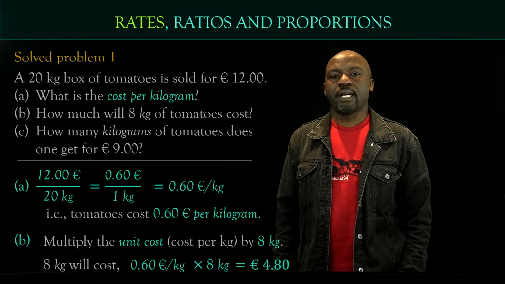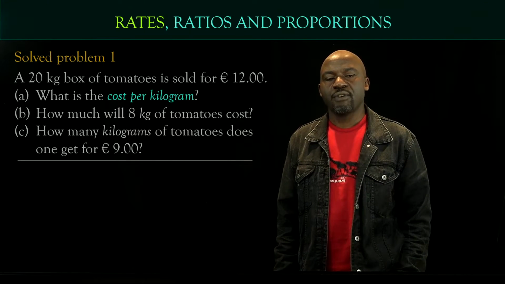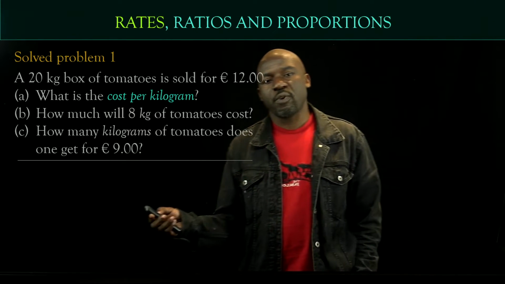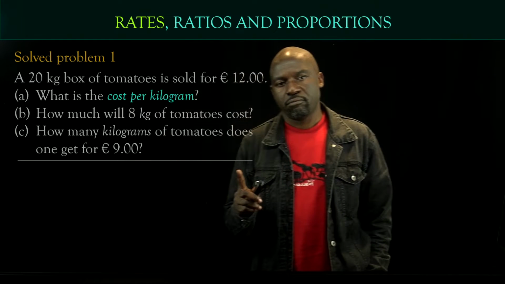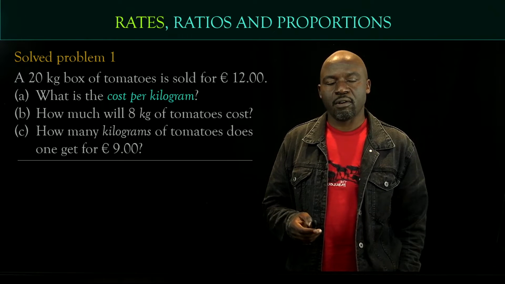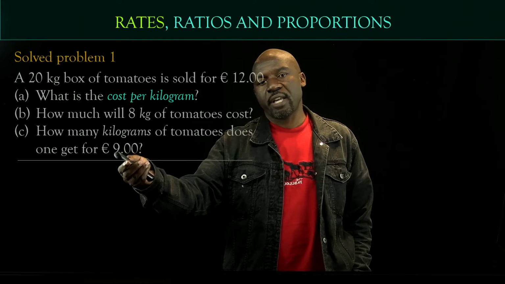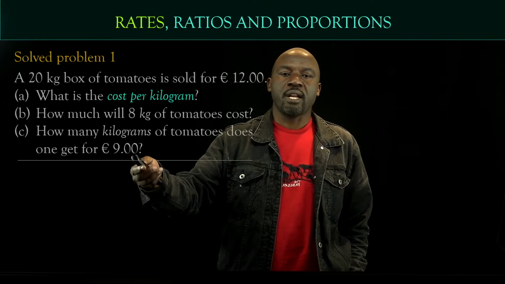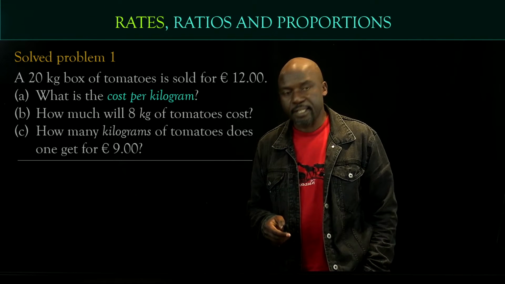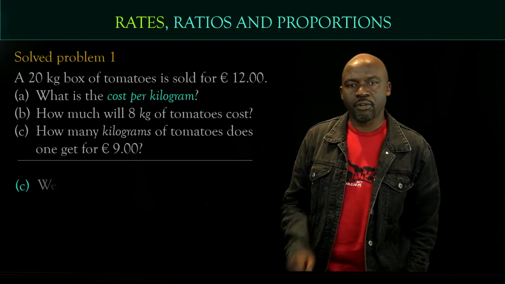Okay. Part C asks, how many kilograms of tomatoes does one get for 9 euros? So we need to know how many tomatoes we get per euro. How many tomatoes do we need to get the unit rate for a euro? How many tomatoes can we get for 1 euro? And so then we are able to find the number of tomatoes we'll get for 9 euros. So what is the unit rate in number of tomatoes per euro?